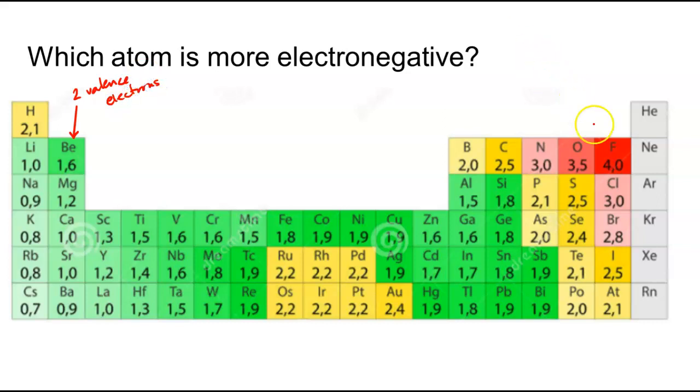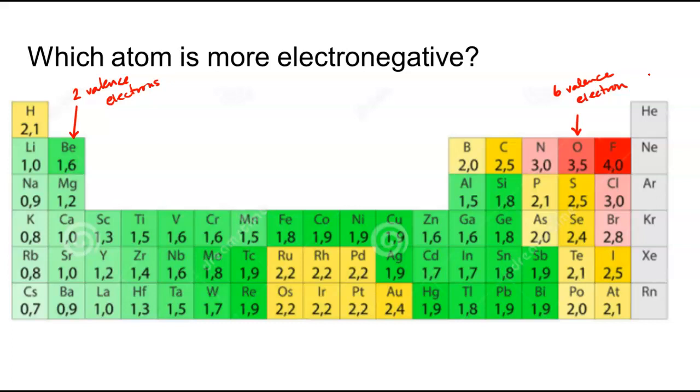And then let's compare that to oxygen. Oxygen, as we know, has 6 valence electrons. Now remember, electronegativity is the likelihood that it's going to attract or gain electrons. Well, if you compare beryllium with oxygen, most of you already know that beryllium is not going to be attracting 6 electrons, but the oxygen is more likely to attract those 2 electrons, because attracting 2 electrons is a lot easier than attracting 6 of them. So we've already sort of worked with electronegativity.